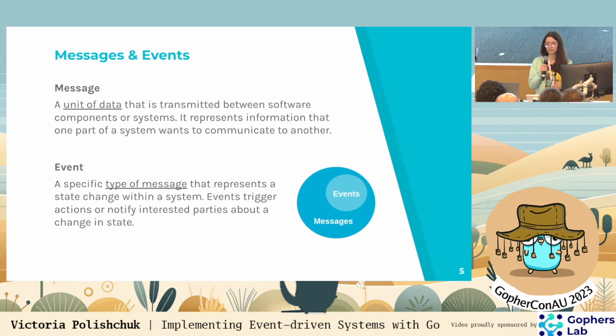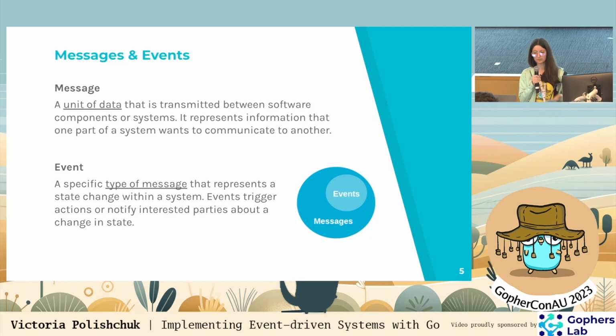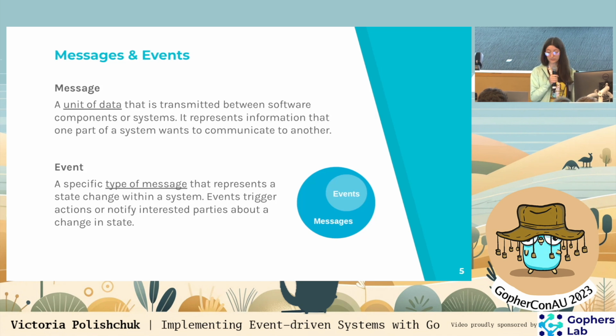We also use the terms messages and events almost interchangeably when we talk about event-driven systems. However, there's a difference we still need to remember. A message is a unit of data. It can be used for different types of communication, including synchronous, for software to communicate. And an event is a specific type of message. It represents a change in state within a system. So while an event is a message, not every message is an event.